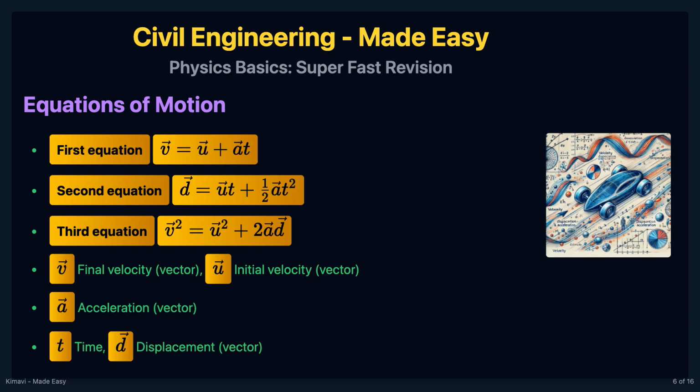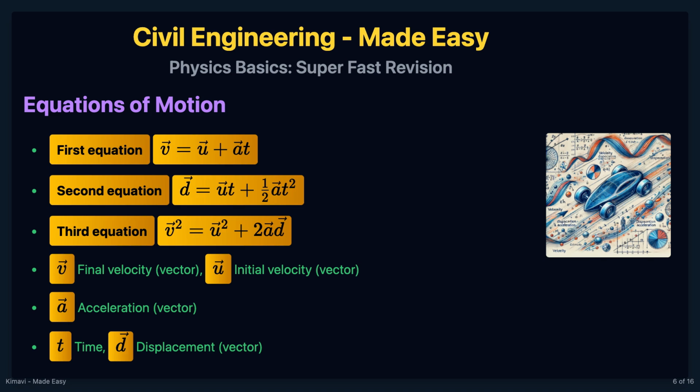Next, we have vector d equals vector u times time plus 1/2 of acceleration times time squared. In this equation, vector d is the displacement, which tells us how far the object has moved. This helps us calculate the distance traveled when we know the time, initial velocity, and acceleration.